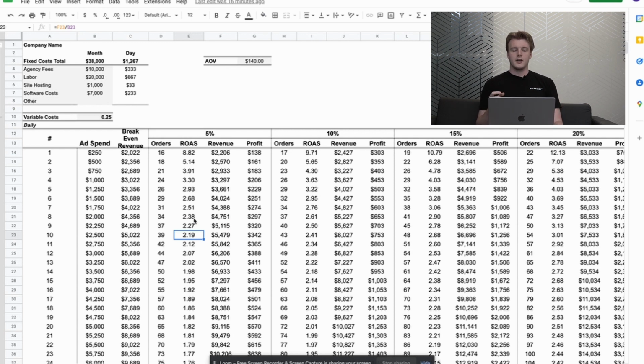Point being, it's very easy in the early stages to set unrealistic return on ad spend goals because you think that's what you need to achieve, when in reality, what you actually have to achieve is economies of scale by making your fixed costs a lower percentage of overall revenue.